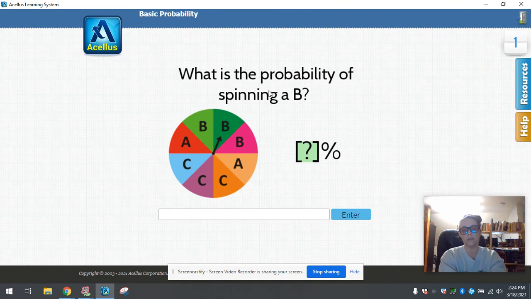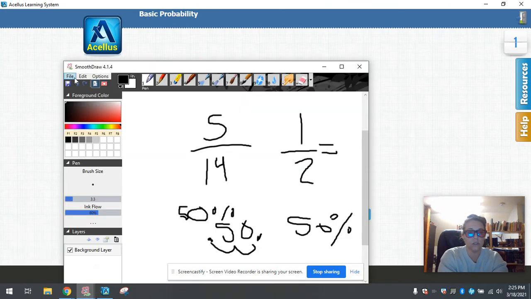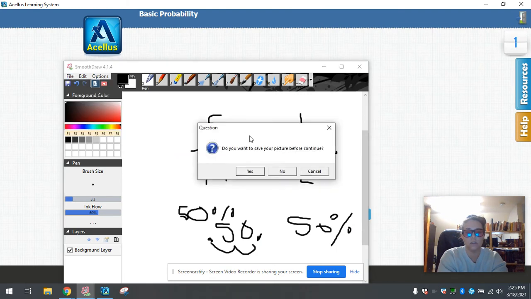What is the probability of spinning a B? They try to trick you with the colors here, it looks like. So a B, we have 1, 2, 3 B's out of 8 total options. So our fraction would be 3 out of 8.